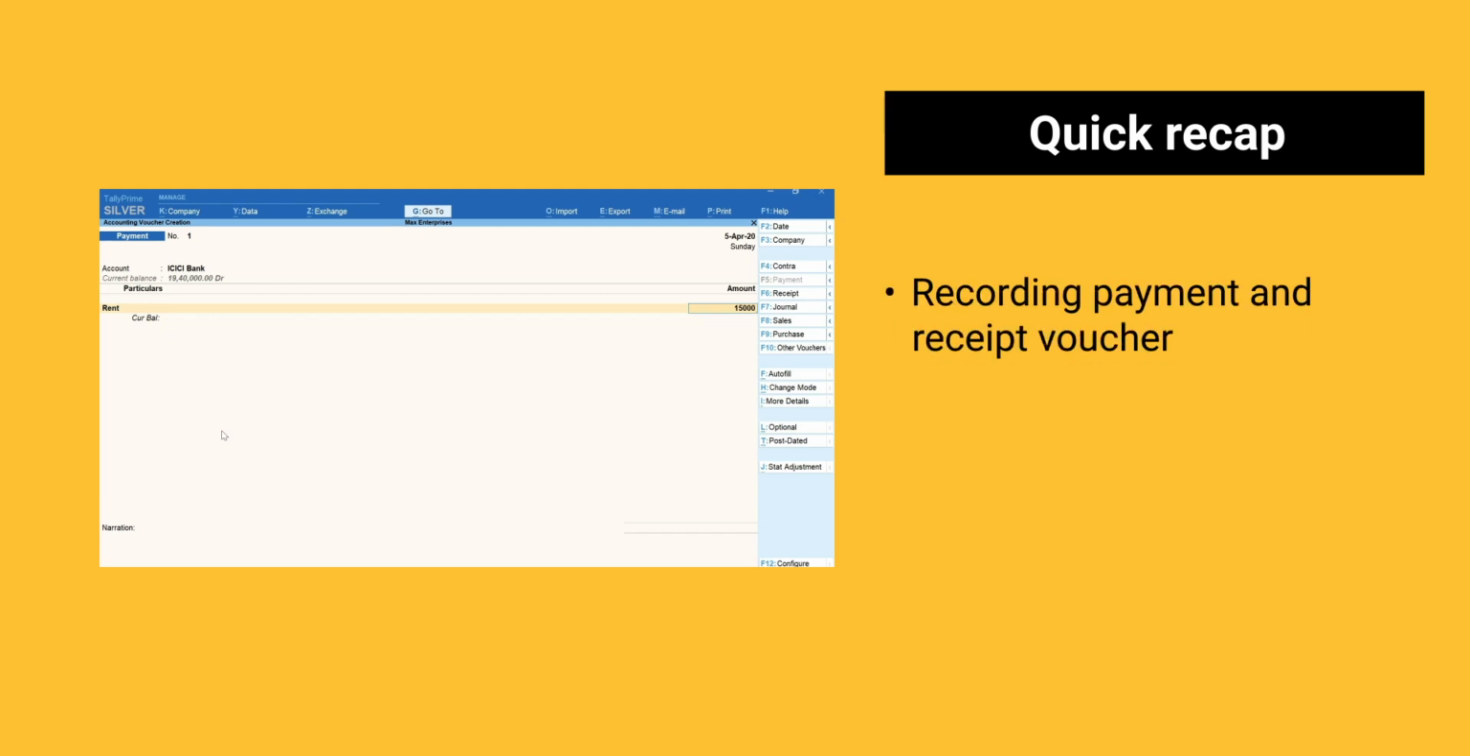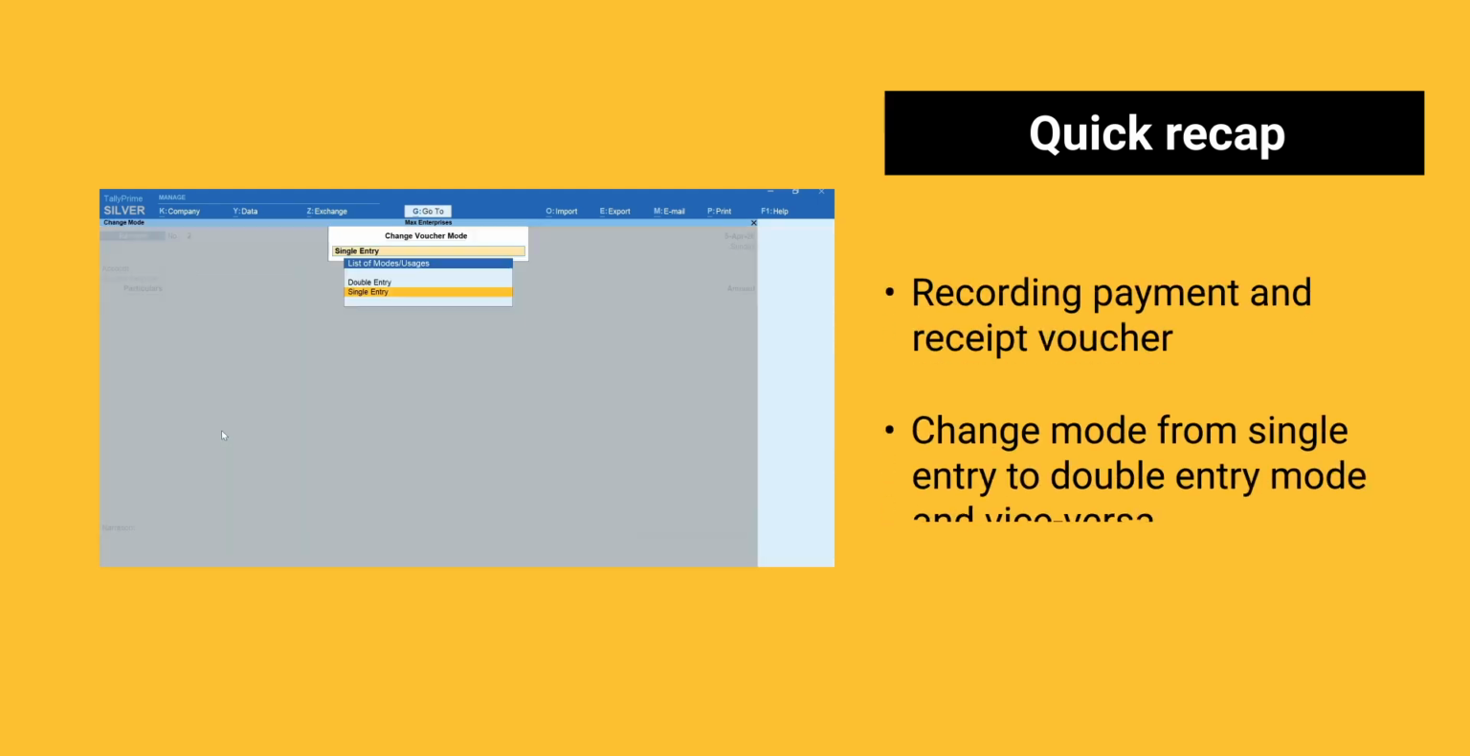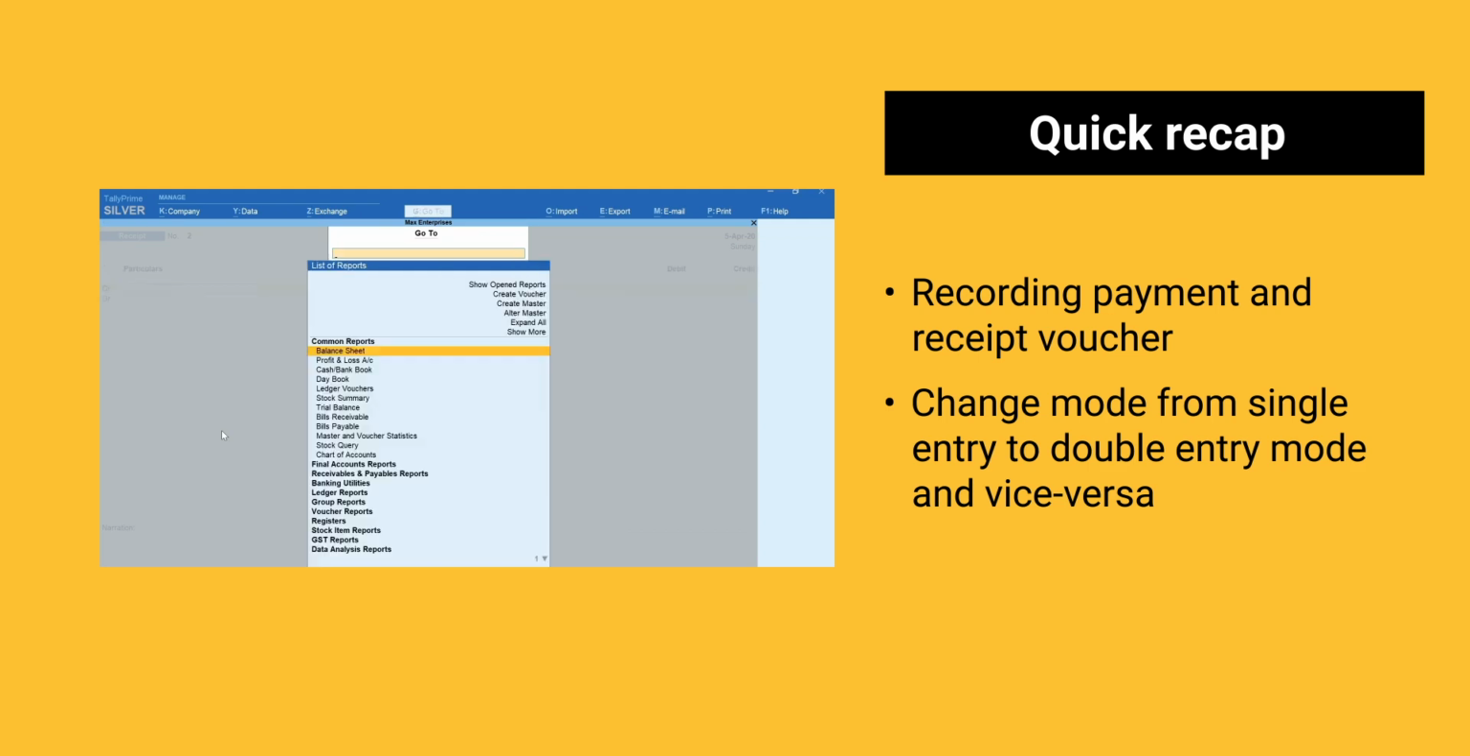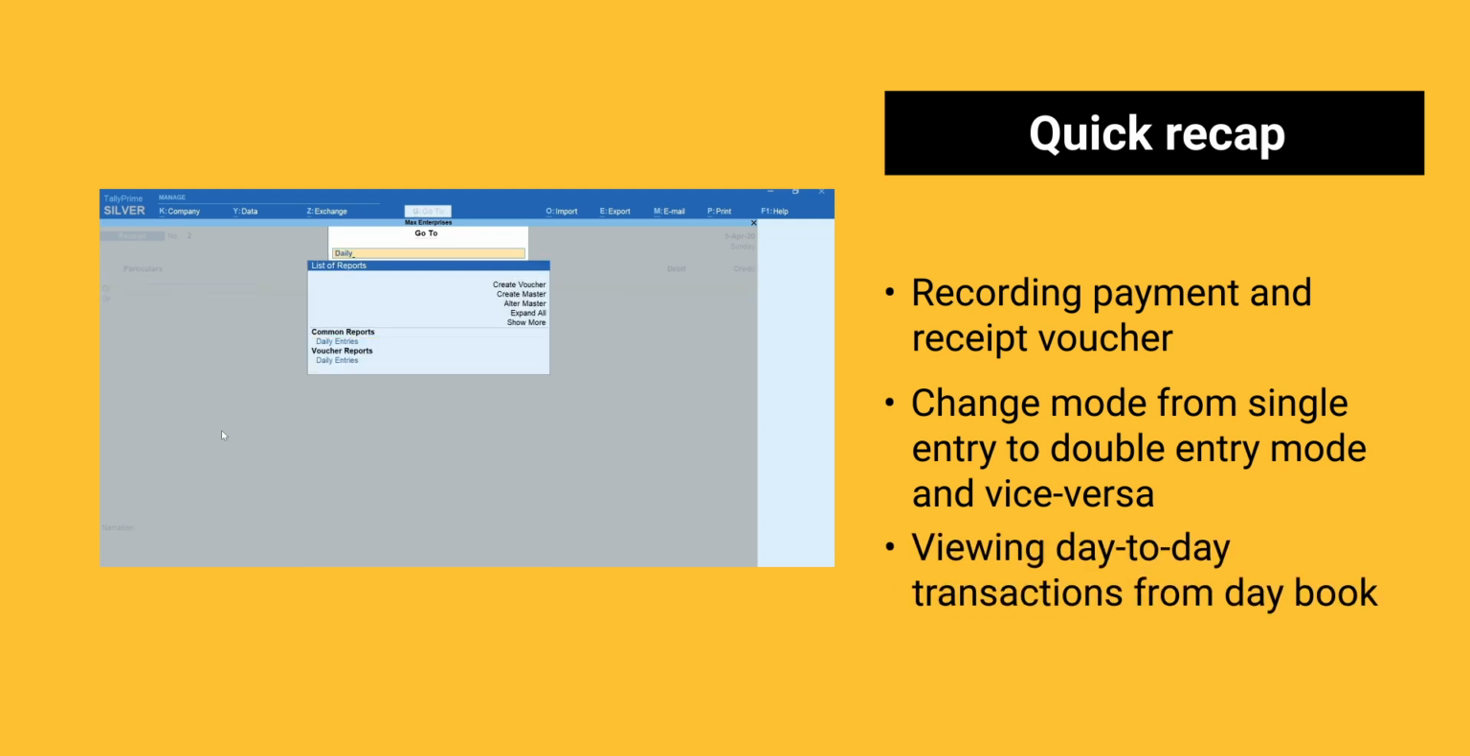A quick recap of things we learned in this session. Recording payment and receipt voucher. Change mode from single entry to double entry mode and vice versa. Viewing day-to-day transactions from Daybook.